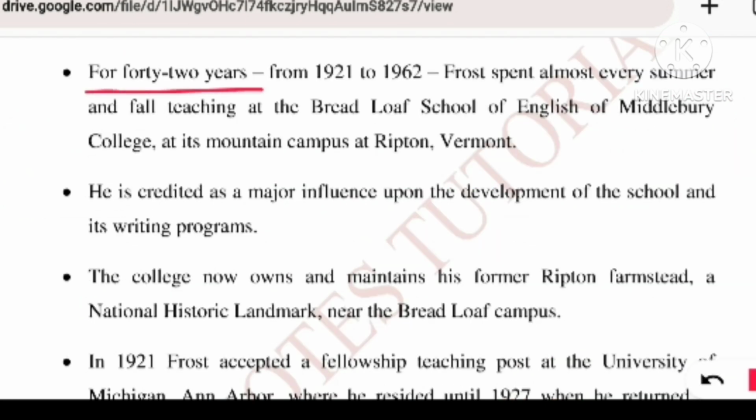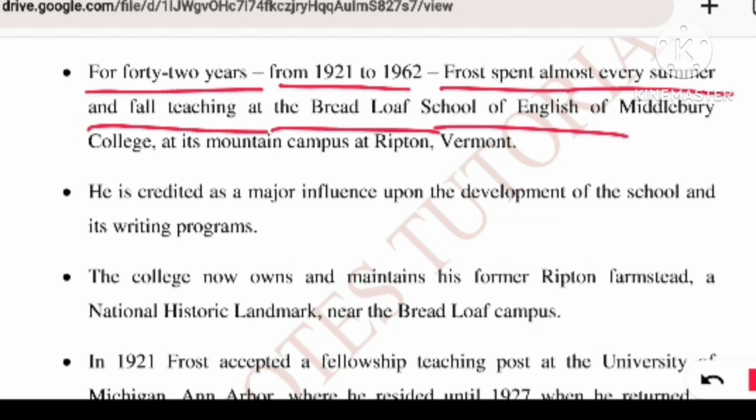For 42 years, from 1921 to 1962, Frost spent almost every summer and fall teaching at the Bread Loaf School of English of Middlebury College at its mountain campus in Ripton, Vermont. Now see, in the US, he became a teacher as well. So we see that he engaged in so many things. He was a farmer as well. He was into farming. Then he became a teacher, and he was already a poet. Because of life's ups and downs, he had to join these jobs.